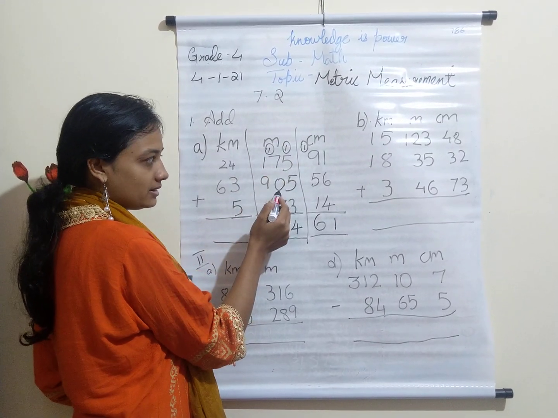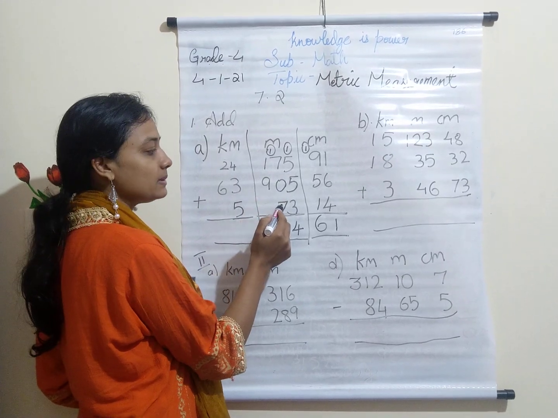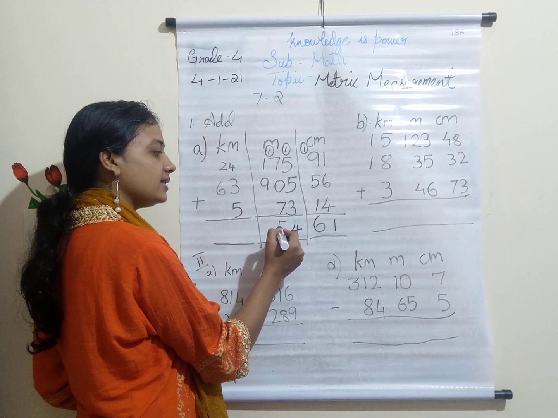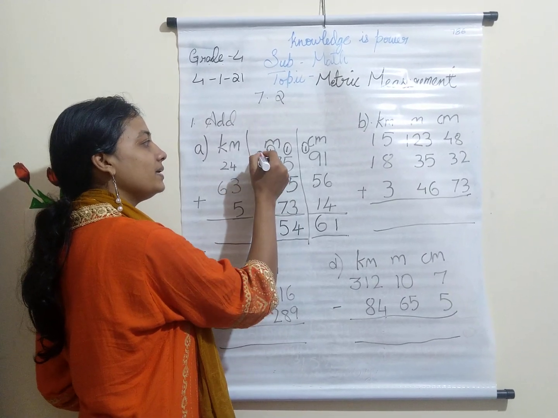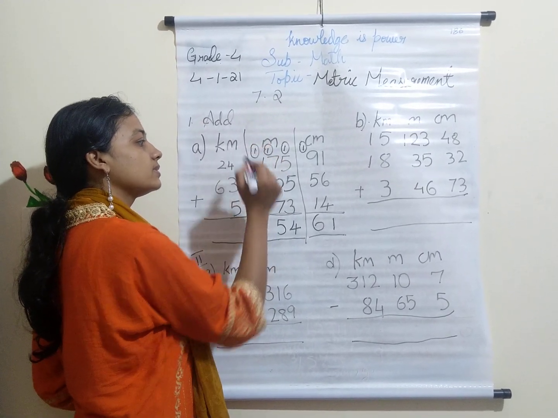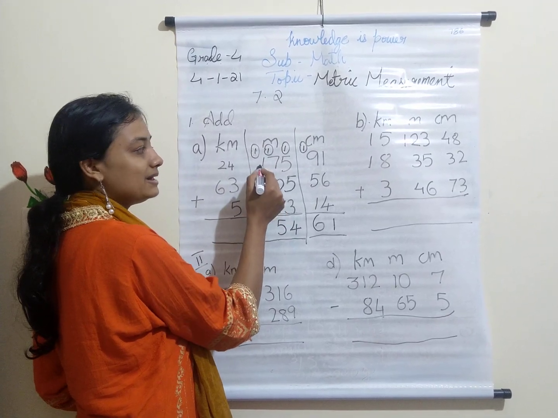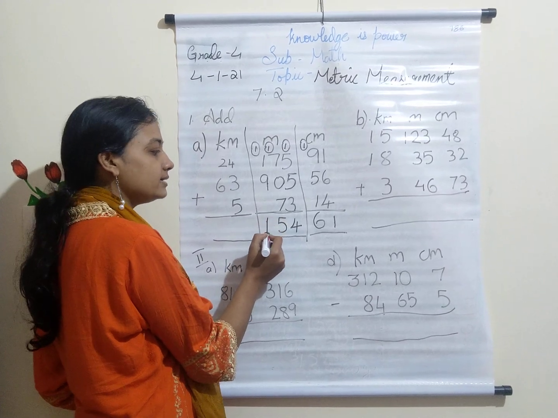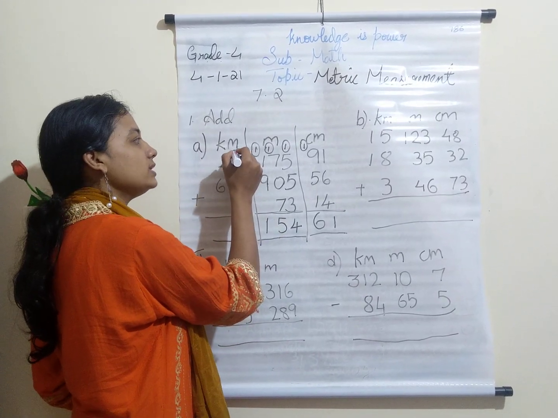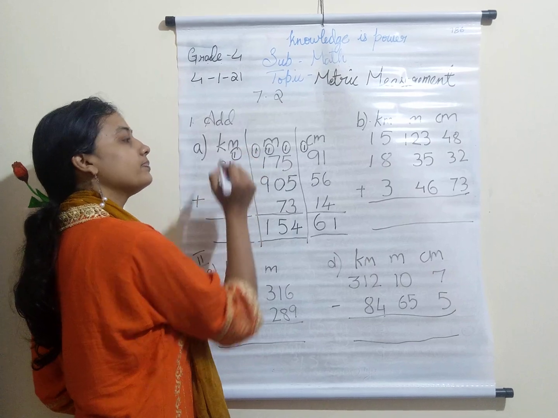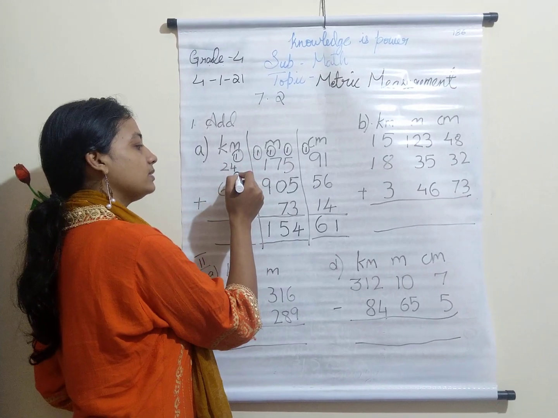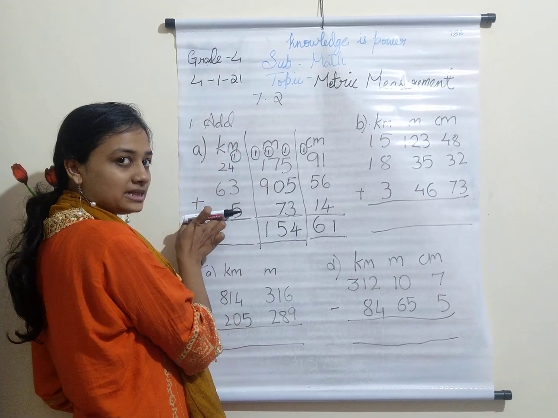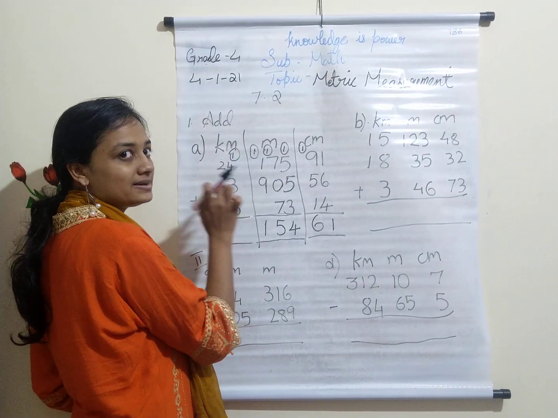So 7 plus 0 is 7. 7 plus 7 will be 14. 14 plus 1 carry is 15. 5, 1 carry. So now see, 9 plus 1 is 10. 10 plus 1 carry is 11. So 1 here, the other 1 carry to the next kilometer column. 4 plus 1 is 5. Okay, 5 plus here last 5 is 10. 10 plus 3 here is 13.